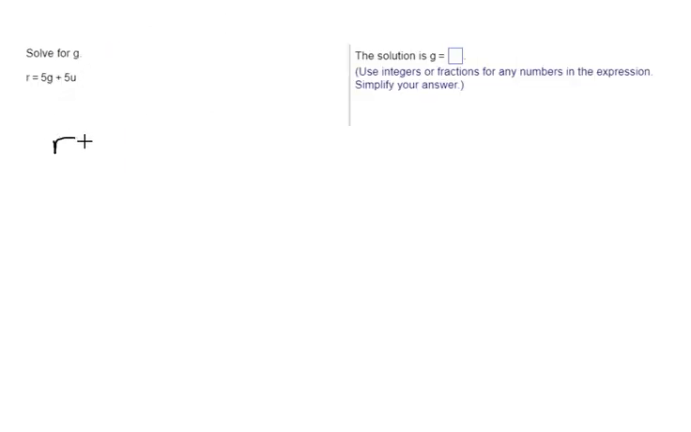This one's going to be a little bit more work. We have r equals 5g plus 5u. It's currently solved for r, but we would like to have it solved for g. So I want to get g by itself. I'm going to treat all the other variables as if they're just numbers. And the first thing I would do if these were all numbers is get rid of this number here first. So to cancel out adding 5u, I will subtract 5u. Subtraction cancels out addition, and that's the first thing I want to get rid of there.